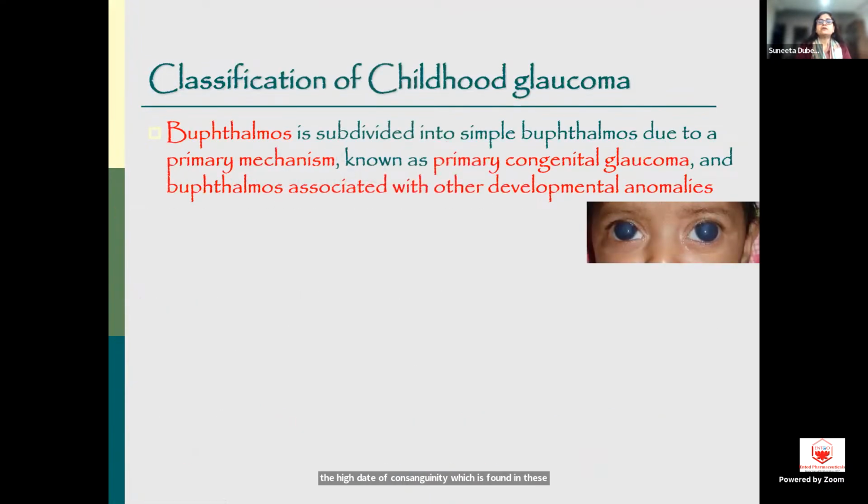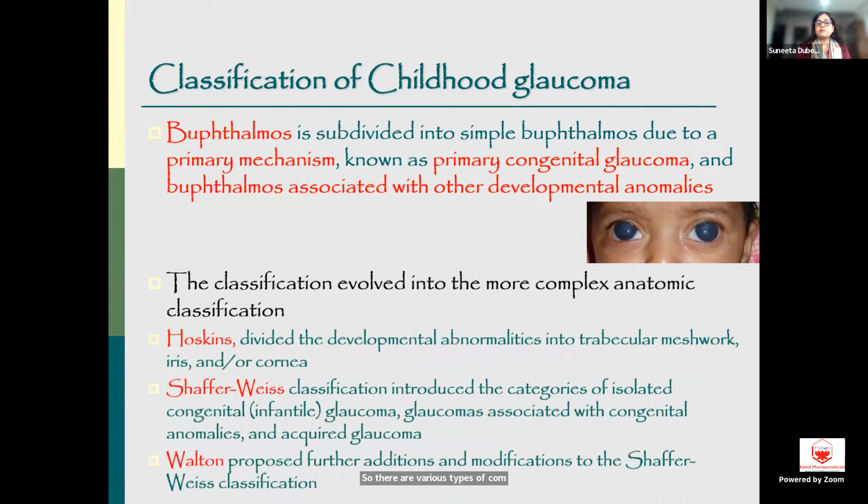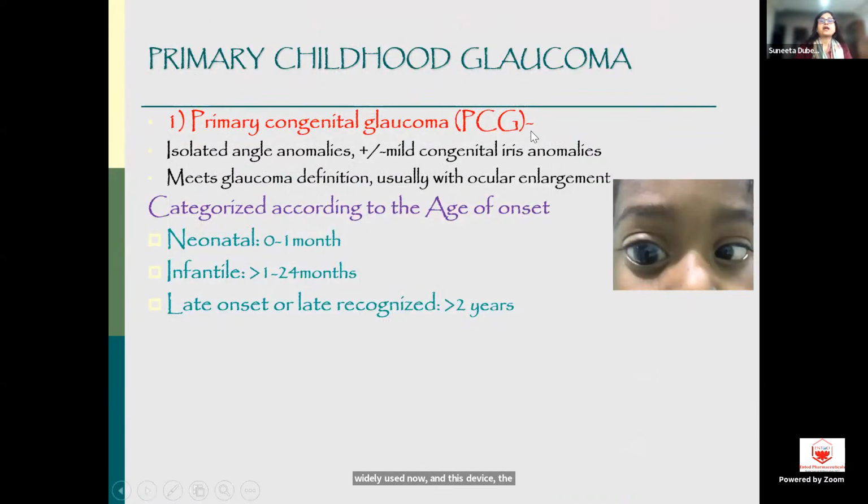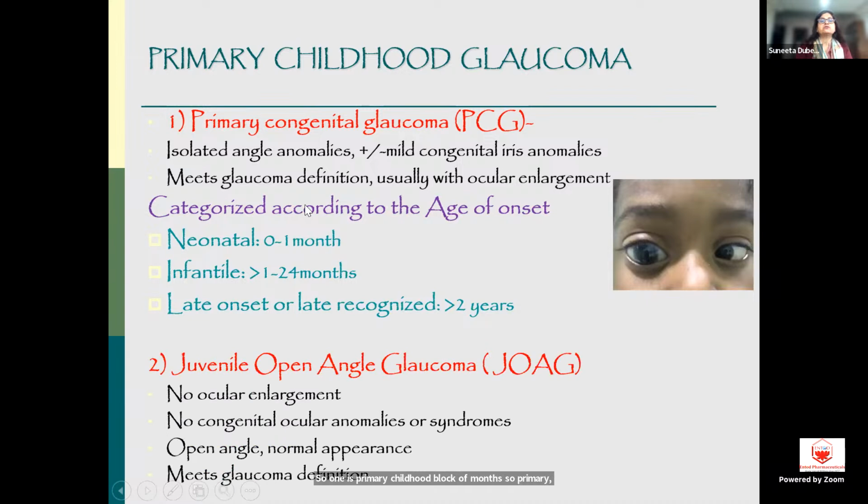There are various types of classifications which have been used in the past. They can be classified according to the mechanism, primary congenital glaucoma, or associated with other developmental anomalies. There is Hoskins, but now we are using this CGRS, which is widely used now, and this divides the glaucoma into various categories. One is primary childhood glaucomas. That includes primary congenital glaucoma and juvenile open angle glaucoma.